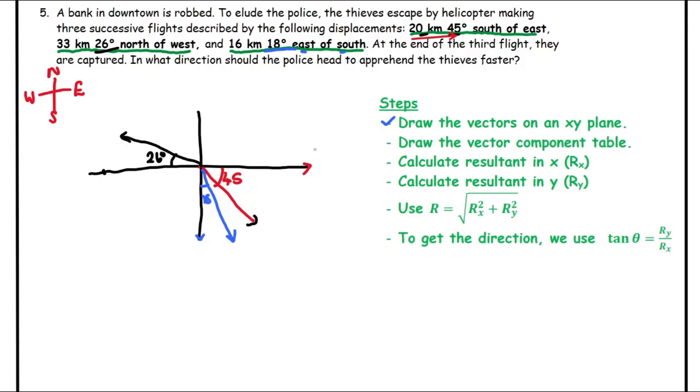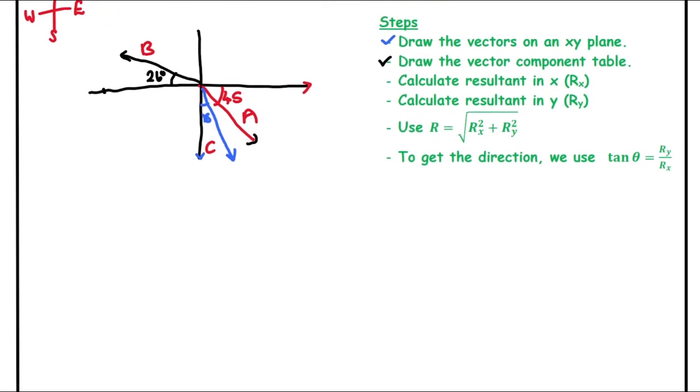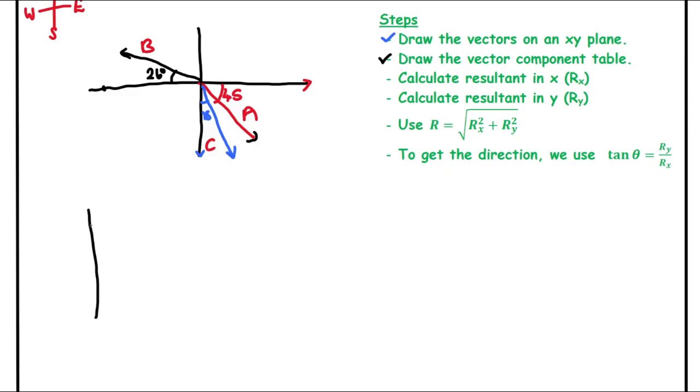Now let's label the 20 kilometers vector as A. We'll label this other one as B and this final one as C. So the one with 45 degrees is A, this one with 26 degrees is B, and this other one is C. Okay. Now, next step is to draw a vector component table. In the vector component table, in the first column, we have to have the vectors.